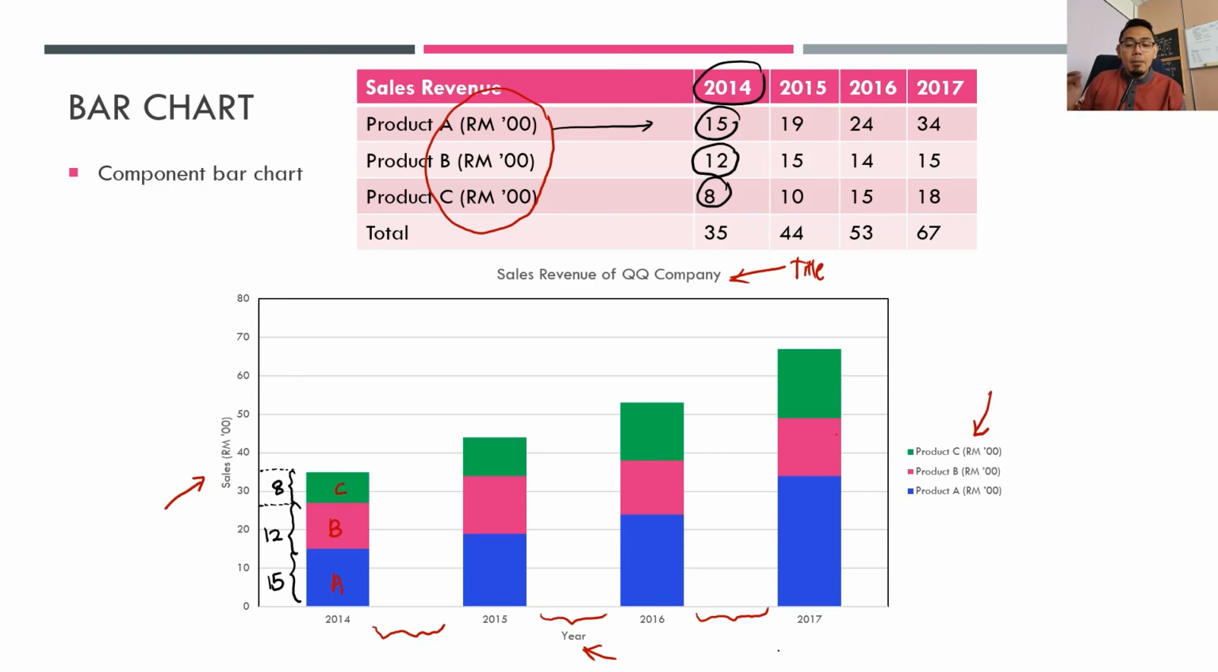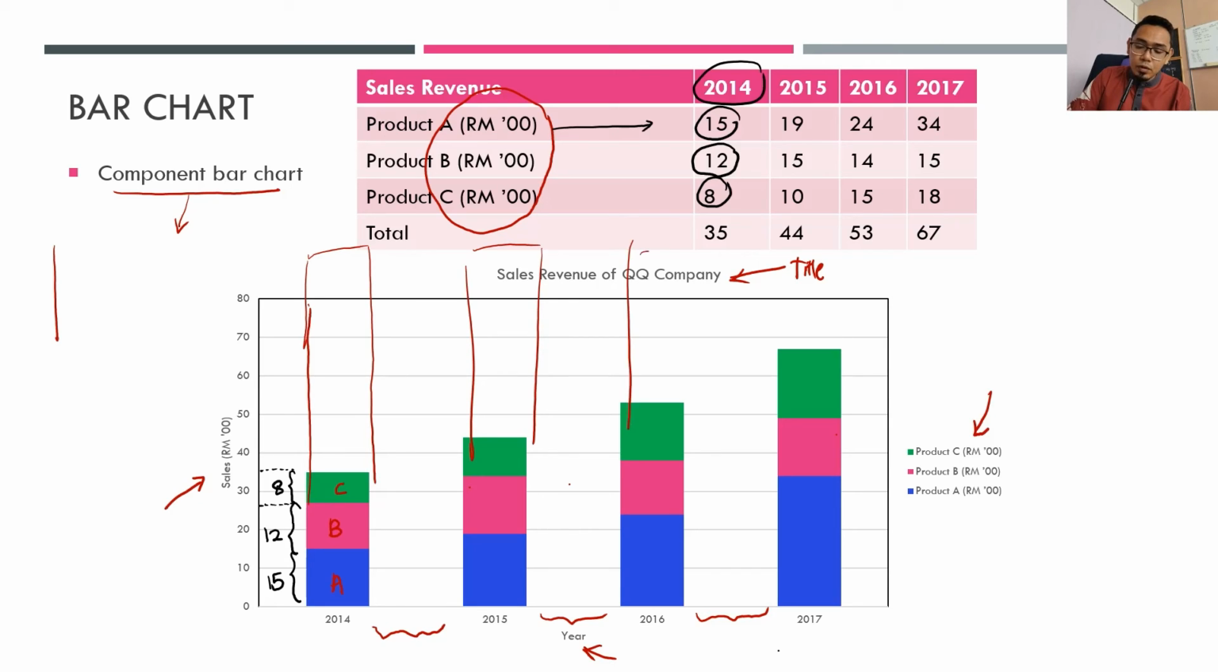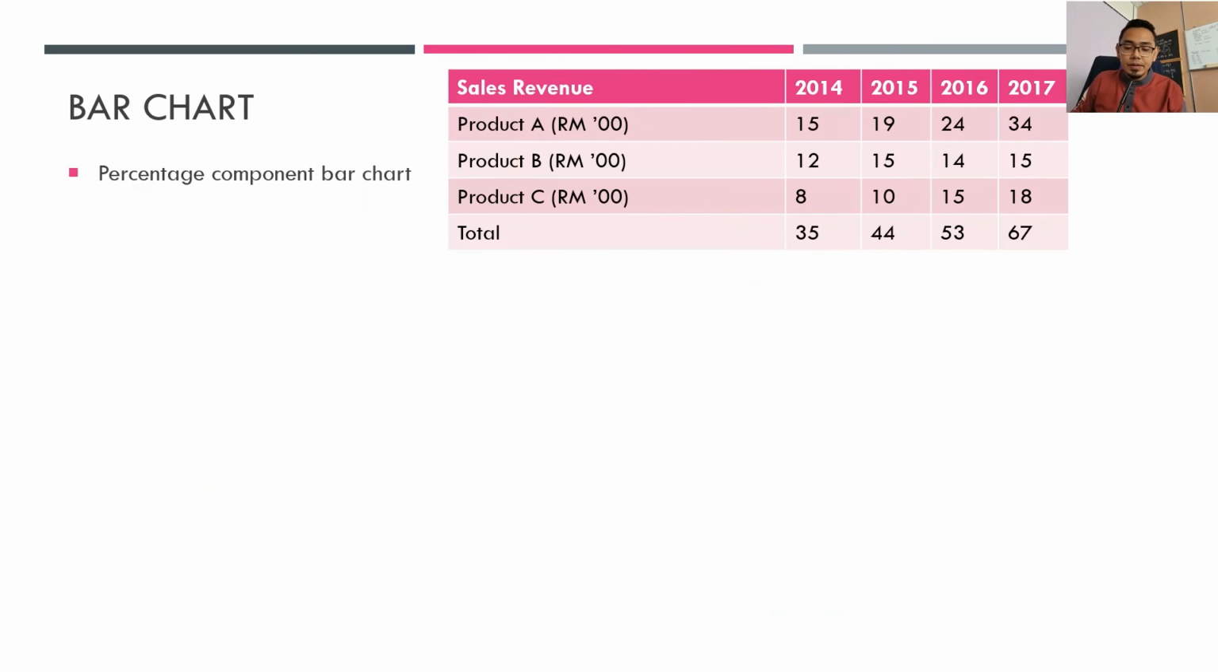But another one will be the percentage component bar chart. It's basically the component bar chart, but we want to make it a percentage, meaning to say that we want to stretch this bar to be up to 100%. Each bar will be 100%, so we want to see each product by percentage. So let's look at how it looks. It's something like this. Suppose we have these.